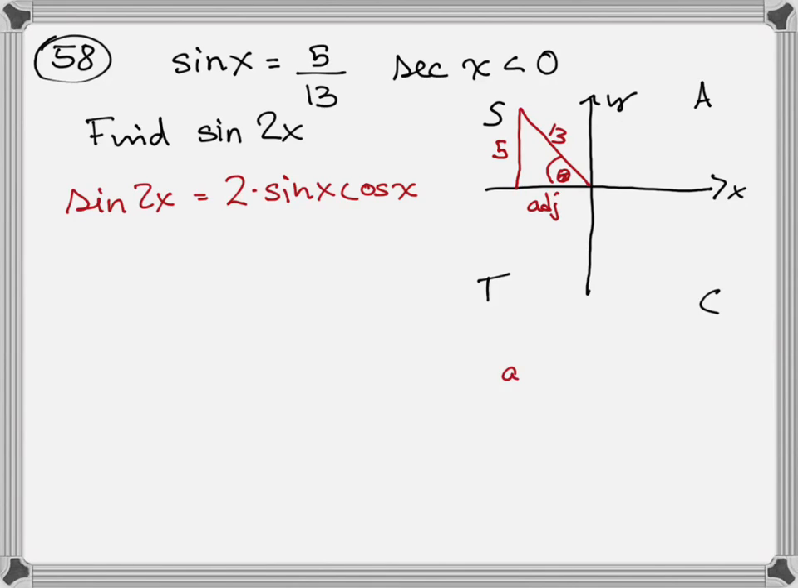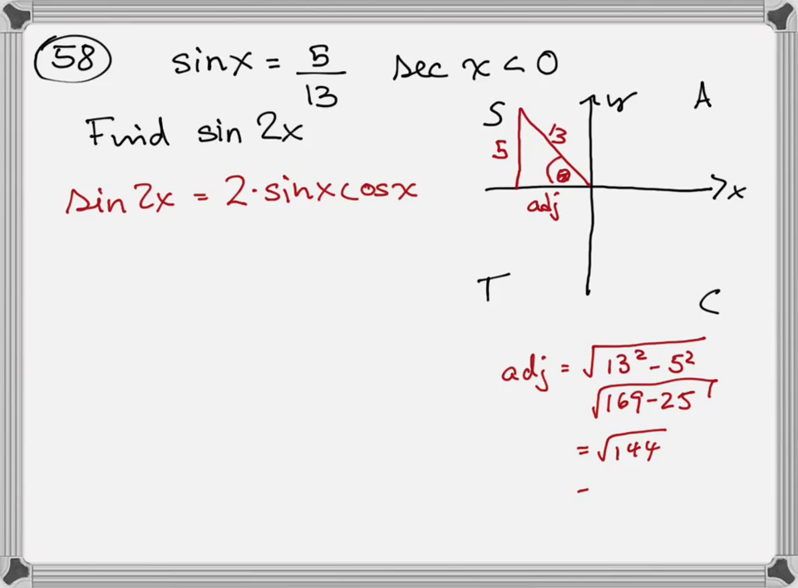The adjacent side, because it is a right triangle, is the square root of 13 squared hypotenuse minus 5 squared. 169 minus 25 is 144, which is equal to 12. But in this case, because we're in quadrant 2, it's actually negative 12, and that's why the cosine is negative.